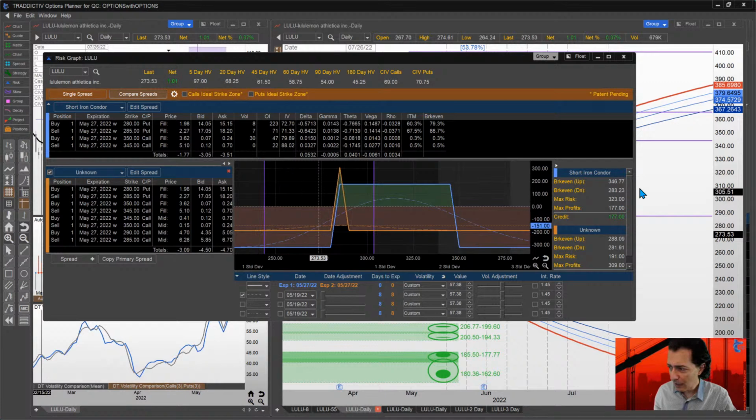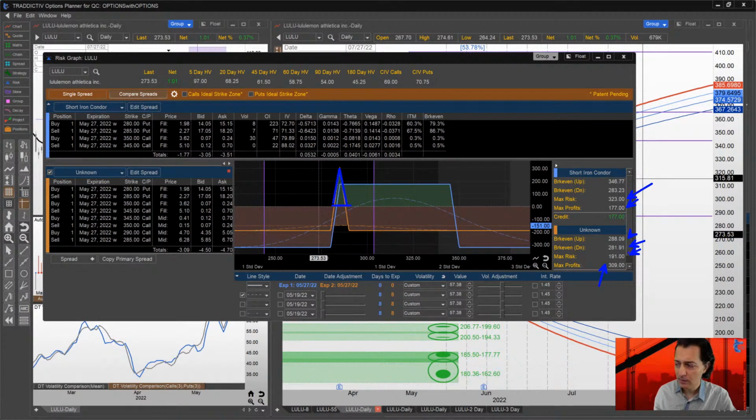Well, if I do that now, I'm taking my maximum risk from 323 to 191. Okay, and I'm still giving the trade a second chance. If the trade ends up between 288 to 281, which is the upper part of this orange triangle, I will make some money, and it could be up to $309, which is actually more than 177.